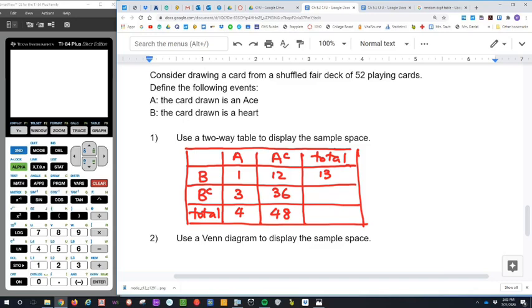And all we have to do then is total up, right? So 4 plus 48 is 52. There are 52 possible outcomes, 52 cards. And the total cards for the event that a card drawn is not a heart is 39.